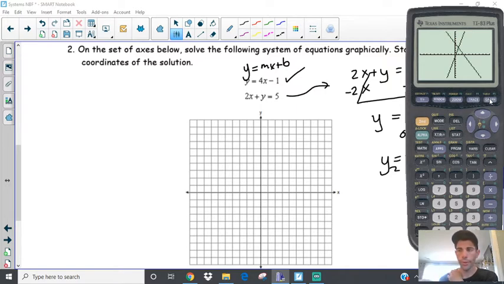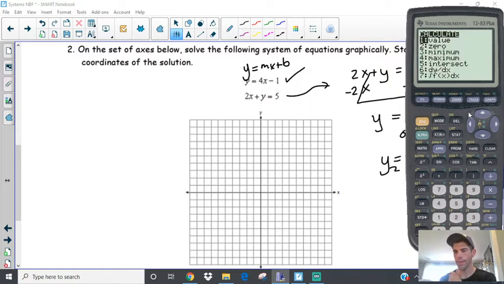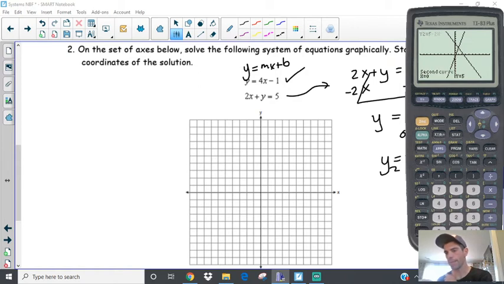There is your solution. Now, you could always hit second, trace, number 5, then hit enter 3 times, enter, enter, enter, and it'll tell me that the solution is 1, 3. And if it was multiple choice, I would look for x 1, y 3, and circle that answer. But here they're asking us to actually graph it.